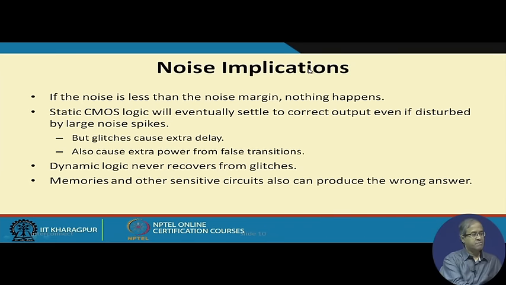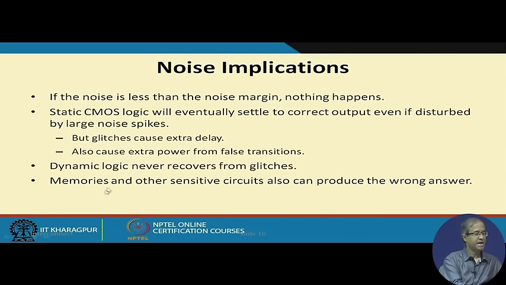So, some simple noise implication says that if the noise is less than the noise margin which your circuit is supposed to tolerate, then you should not worry about it. And if it is static CMOS logic, then even if there is some spike, it will eventually settle down. The problem will come if you are using dynamic CMOS logic like precharge logic, then the spikes might be discharging some of the voltages which otherwise are important. Because of these glitches and this noise, delay might increase.